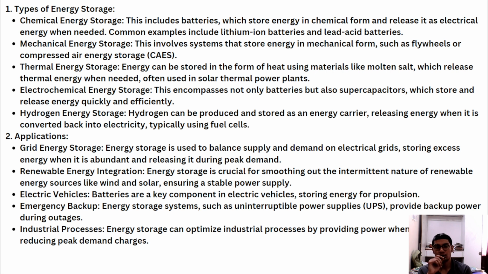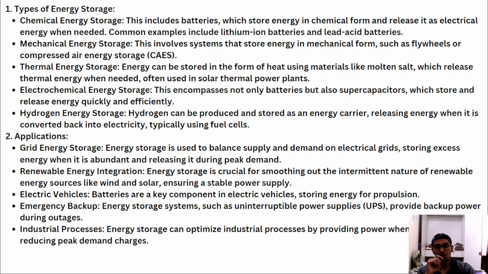Electrochemical storage uses supercapacitors; hydrogen is stored and used in a fuel cell; thermal storage uses molten salt; mechanical storage uses flywheels or compressed air. In chemical batteries, lithium-ion batteries are used. All these different types we read about show how they store energy. Now we are going to read about their different applications.